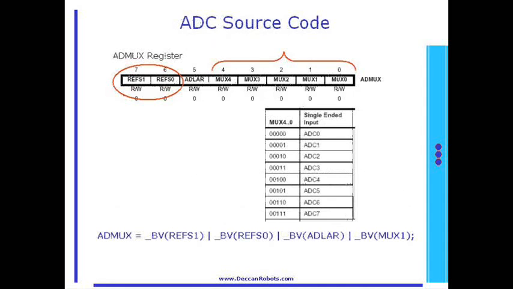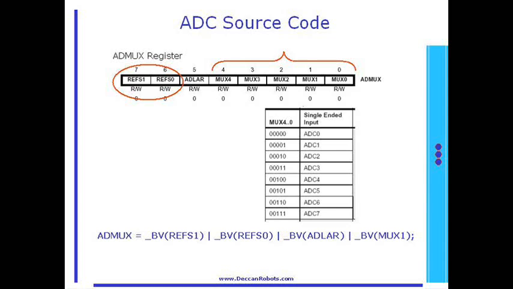The ADMUX register is used to specify the reference selection and channel selection. ATmega32 provides an internal reference of 2.56 volts. This indicates the center point of the conversion value. We can provide an external voltage reference. To keep our learning simple, we will use the internal reference. To select the internal reference, bit 7 and bit 6 of the ADMUX register have to be set to high.